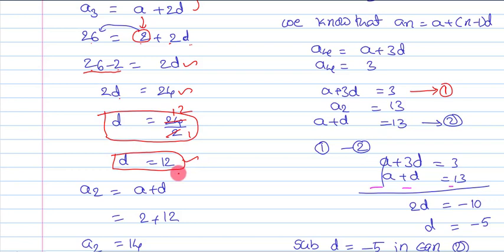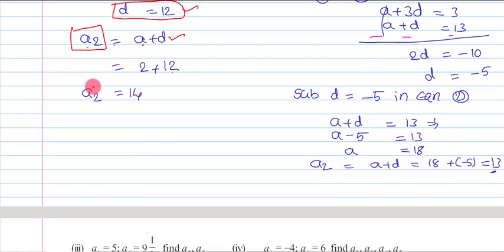Then what we need to find out? We need to find the second term of this AP. So what is the A2 formula? A plus common difference D. So A means 2 plus the common difference 12. So you get the second term of this AP is 14.